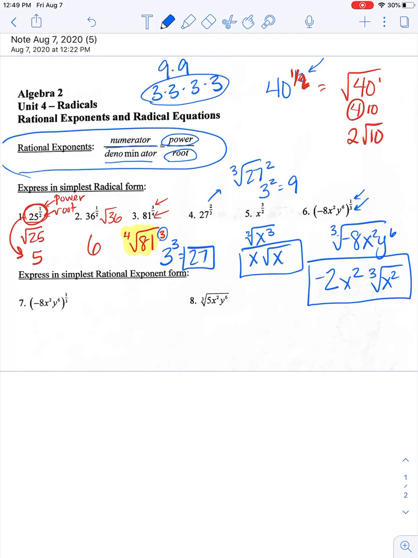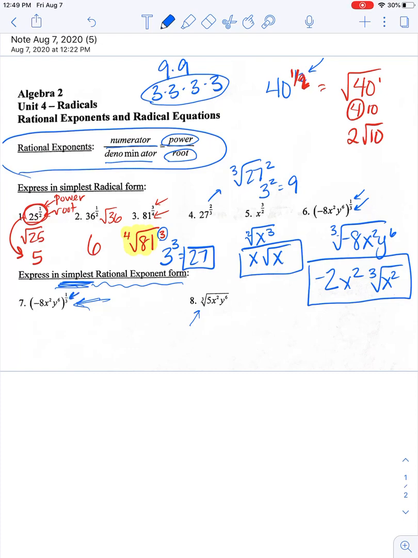And then number 7 and 8 is just to make sure that you can kind of go back and forth between root form and rational exponent form. So it says express in simplest, that means reduced, rational exponent form. So I want this. I don't want the root here. I want it to look like number 7, but I want it in simplest radical form. This is our rational exponent form. So this is in rational exponent form. It's just not the simplest.